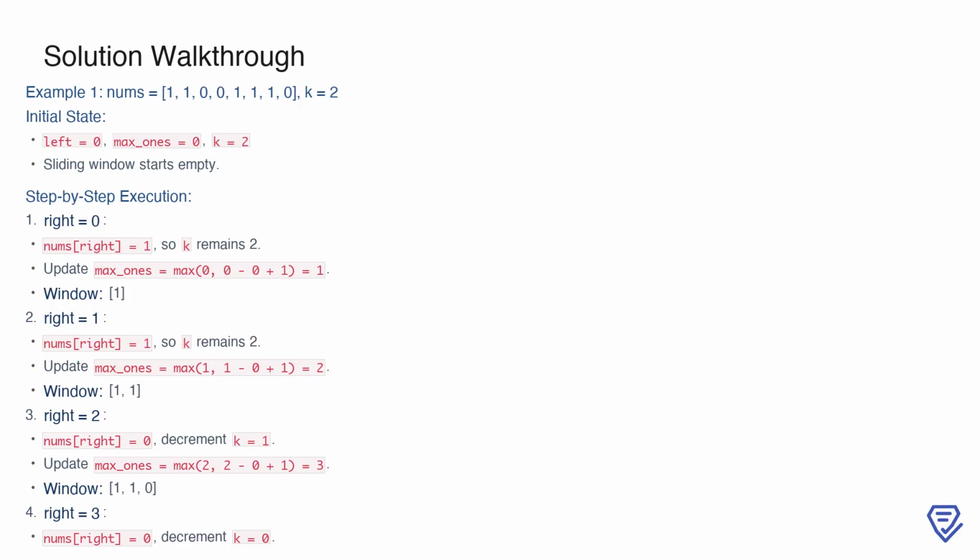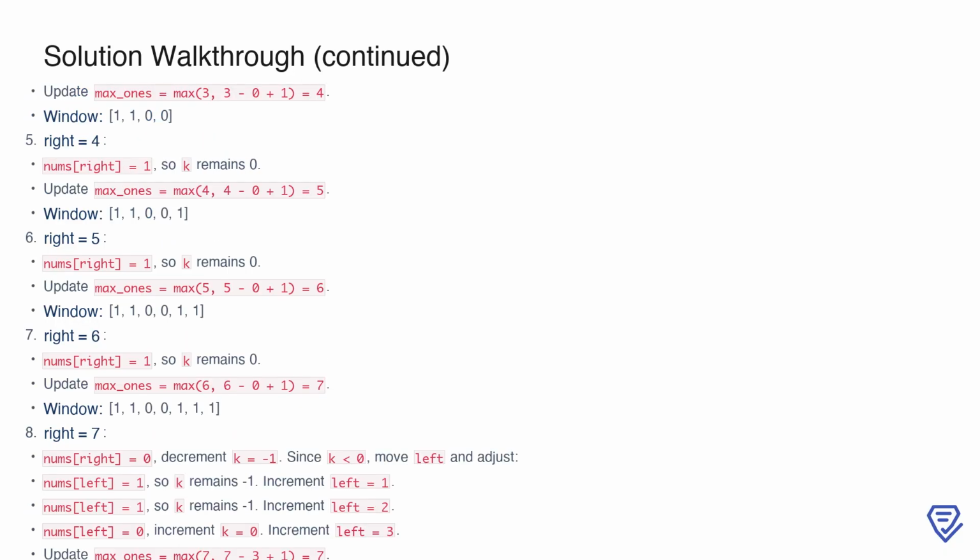At right equals 1, the value is again 1, so k remains unchanged. We recalculate max_ones as 2, and the window expands to 1, 1. At right equals 2, we encounter a 0, so we decrement k to 1. The window becomes 1, 1, 0, and max_ones updates to 3. Then, at right equals 3, another 0 reduces k to 0. The window grows to 1, 1, 0, 0, and max_ones increases to 4.